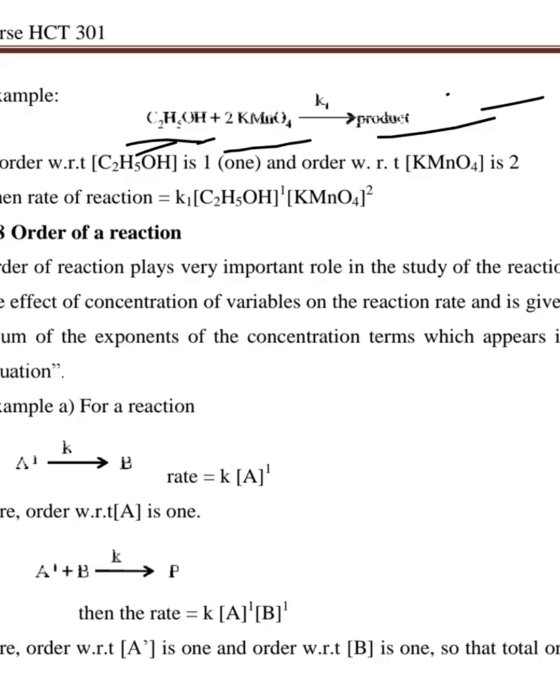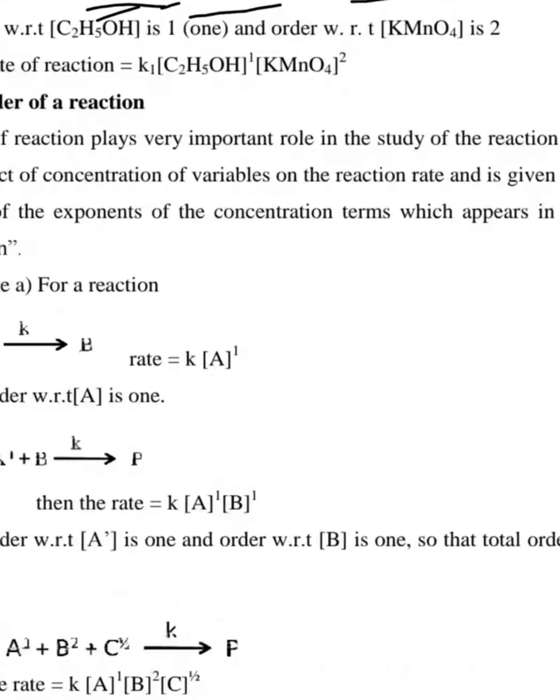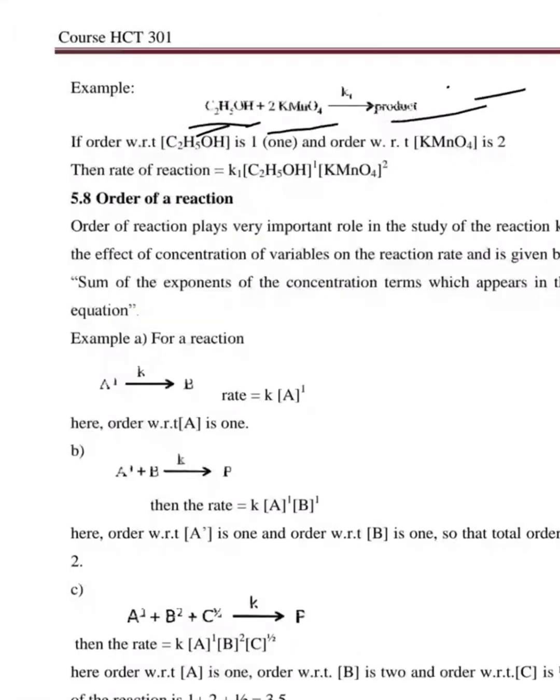This is the reaction taking place, and for this example, the rate of reaction or rate constant can be written as: K1 is the rate constant, K1 into ethanol into potassium permanganate to the power of the order of reaction. This is the rate of reaction we are going to calculate.